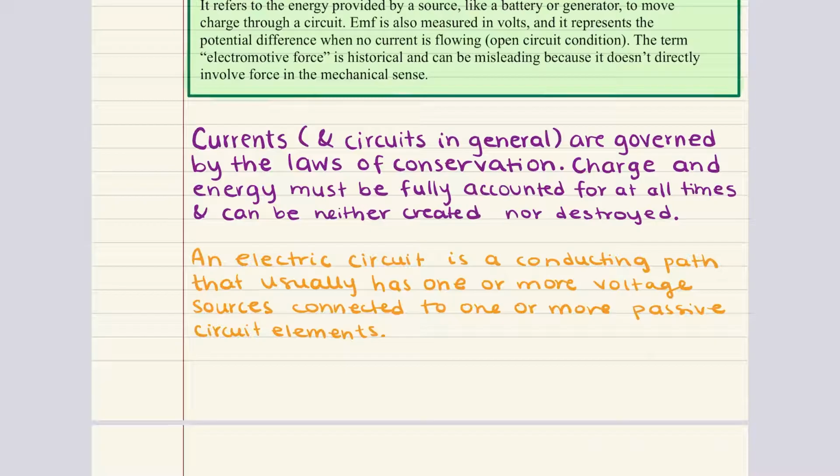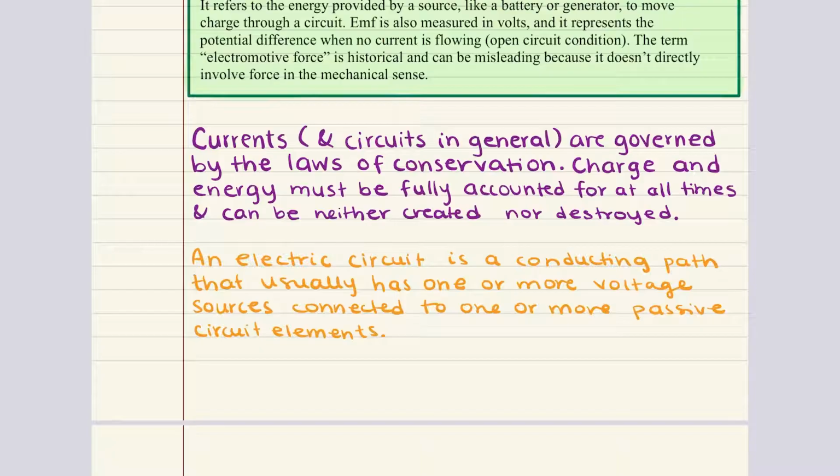Circuits operate under some key principles rooted in the laws of conservation. Specifically, charge and energy in a circuit must always be accounted for. They can neither be created nor destroyed, only transferred or transformed. This idea is really fundamental to understanding how current and voltage behave in a circuit, and it's going to guide us as we analyze different circuit components.